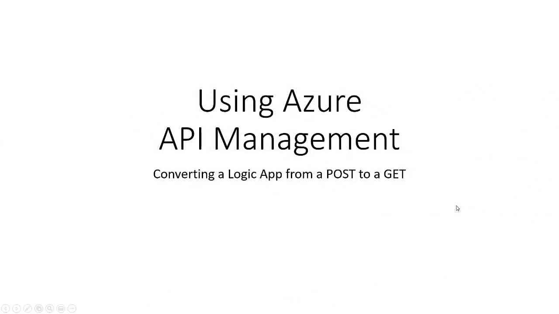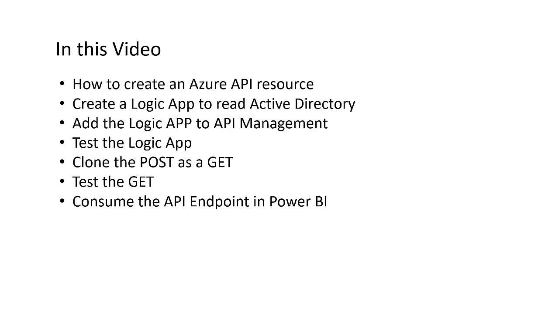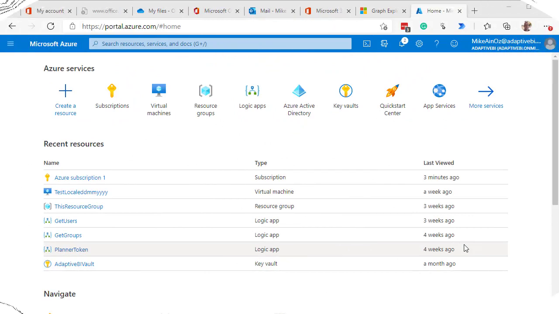I've been using Azure API Management to convert my logic apps from a POST to a GET and to provide a common API endpoint. In this video, I'm going to show you how to create an Azure API resource, how to create a logic app to read Active Directory, add a logic app to API Management, test the logic app, clone the POST as a GET, which you'll see how we do that, then test that, and then consume that endpoint in Power BI.